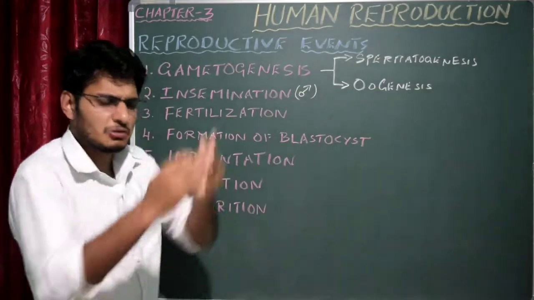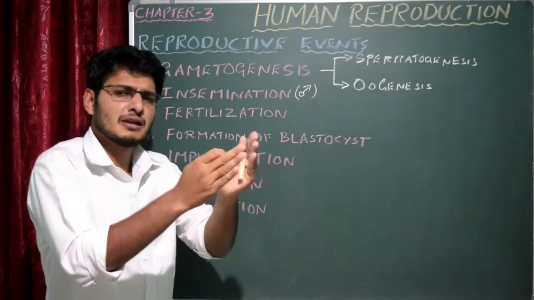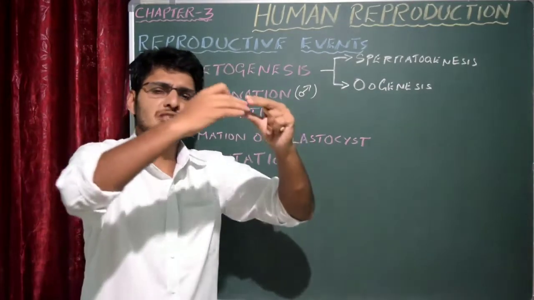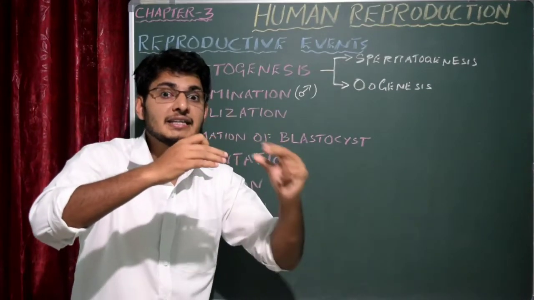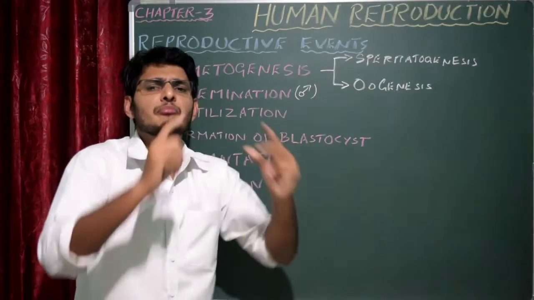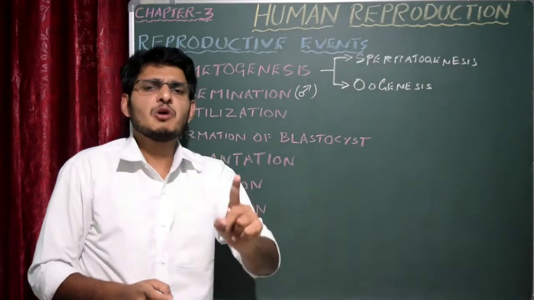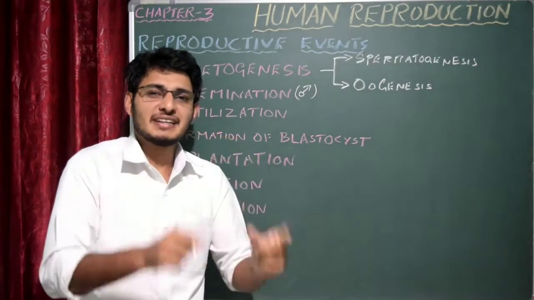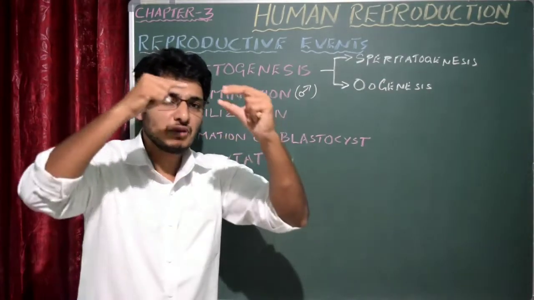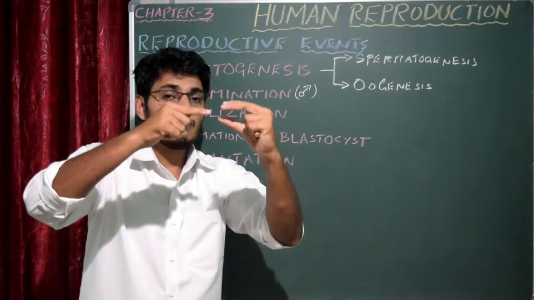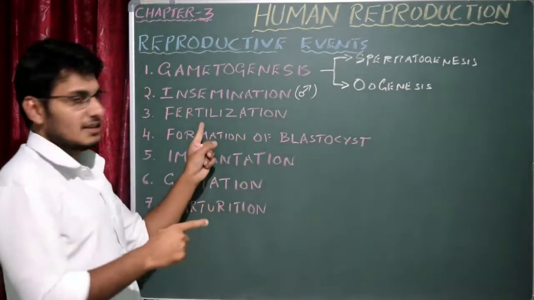The sperms travel inside the female reproductive system and ultimately reach the fallopian tube, where the egg is waiting. Out of millions of sperm, only one sperm will get the opportunity to fertilize. The process of fusion of the male gamete, that is sperm, and ovum is called fertilization.